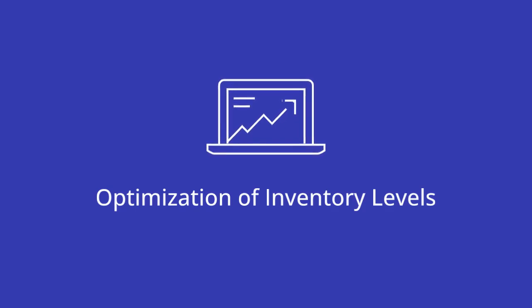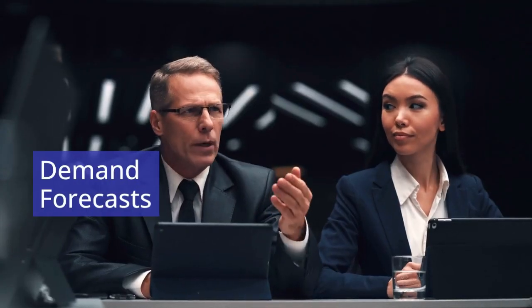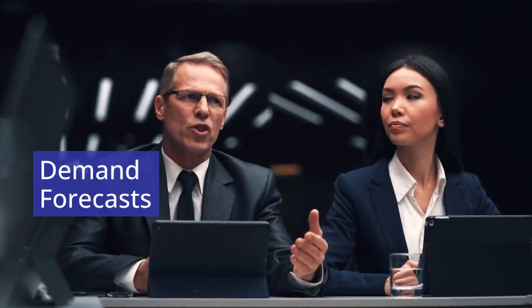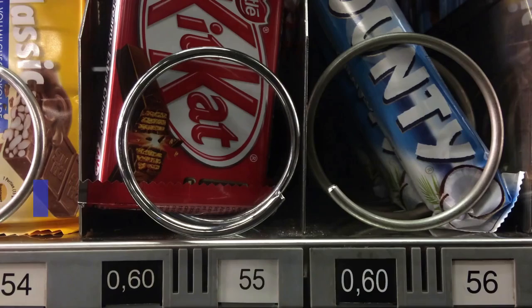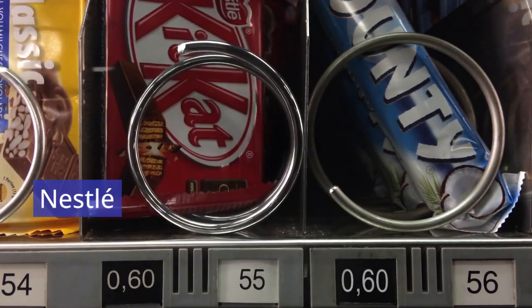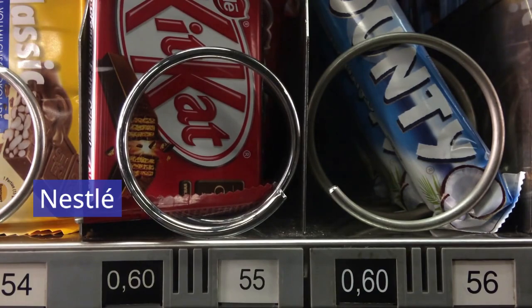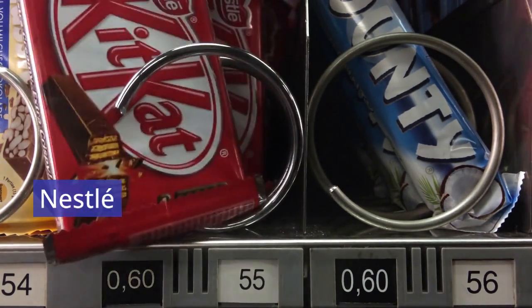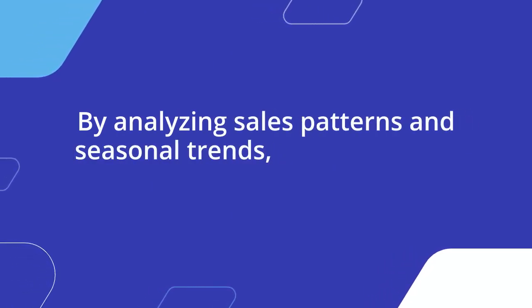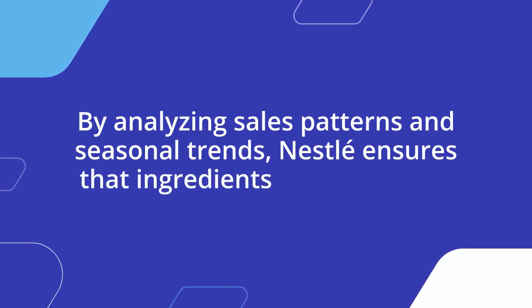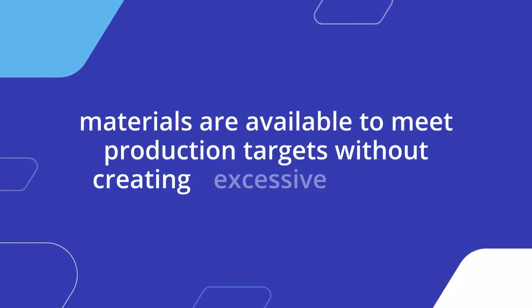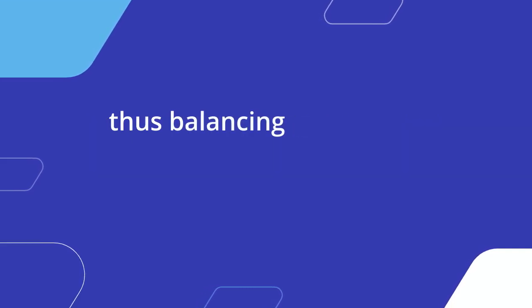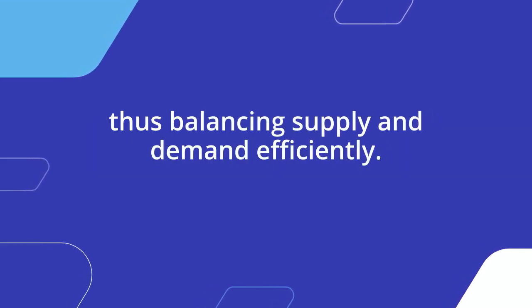with carrying surplus inventory. Demand forecasts play a central role in MRP systems, which adjust production schedules based on projected customer needs. Nestlé, for instance, uses MRP to predict demand for its wide range of products, including beverages and snacks. By analyzing sales patterns and seasonal trends, Nestlé ensures that ingredients and packaging materials are available to meet production targets without creating excessive inventory, thus balancing supply and demand efficiently.